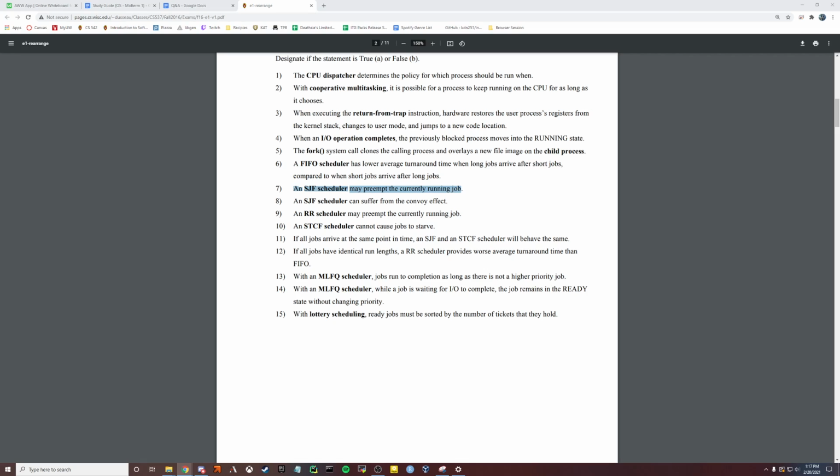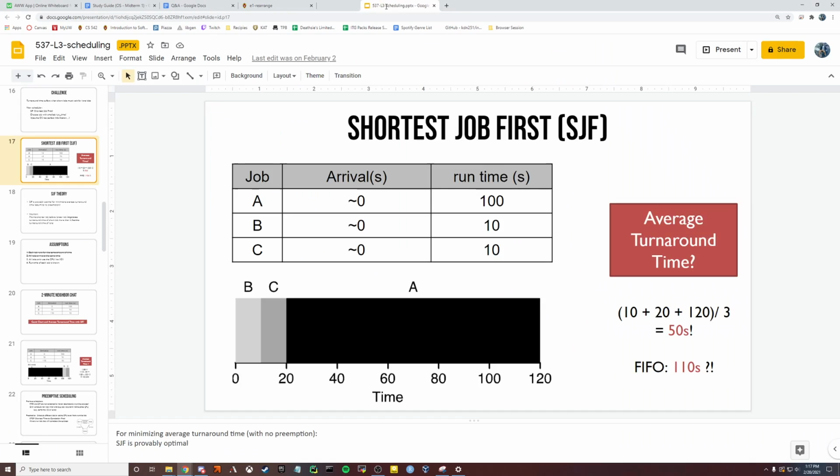Although I guess here on slide 18 of lecture 3, it says it is provably optimal for minimizing average turnaround time, assuming no preemption. Hmm. And I guess the slide before that says arrivals all roughly 0 seconds. So it's assuming they all arrive at 0 time. So maybe it's false. Can you read that thing you just read on the slide again? Yeah. I can actually throw it over here too for the recording.